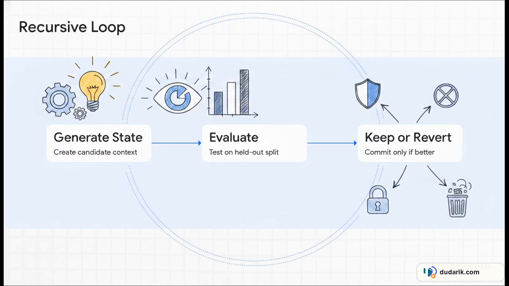First, the agent generates a candidate state, a newly proposed rewrite of its strategy, skills, and playbook. Second, and this is absolutely crucial, it evaluates this candidate against a completely disjoint, held-out split of data. It's a proxy for unseen tasks.